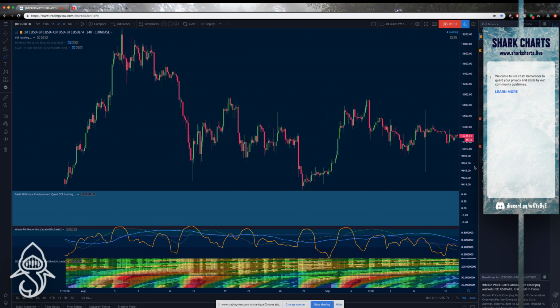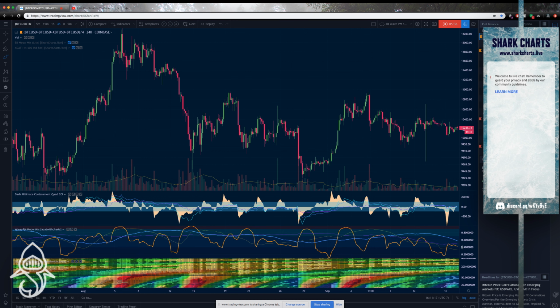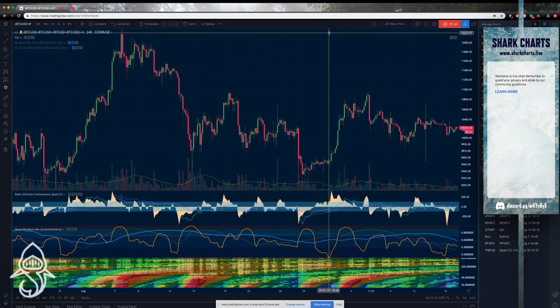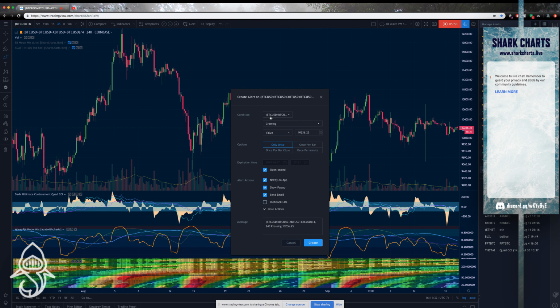So what do we have right now? We have high potential energy. All we're waiting for is implied direction. All right? And I'm actually going to set an alert right now and then take a very aggressive position when this triggers because this is pretty reliable. What we are waiting for is for wave PM.